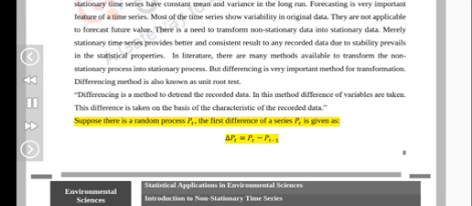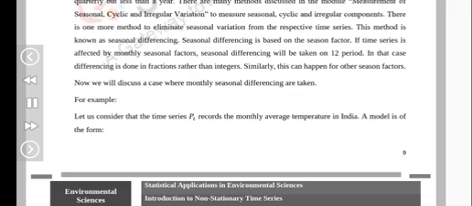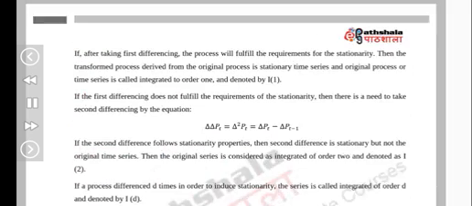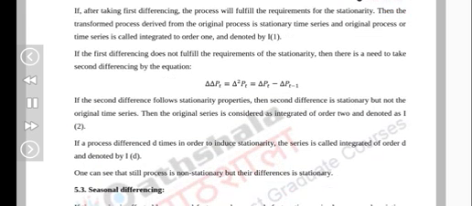Suppose there is a random process PT. The first difference of a series PT is given as increment PT equals PT minus PT minus 1. 9. Statistical applications in environmental sciences. If, after taking first differencing, the process fulfills the requirements for stationarity, then the transformed process derived from the original process is a stationary time series, and the original process or time series is called integrated of order 1 and denoted by I(1). If the first differencing does not fulfill the requirements of stationarity, then there is a need to take second differencing by the equation.